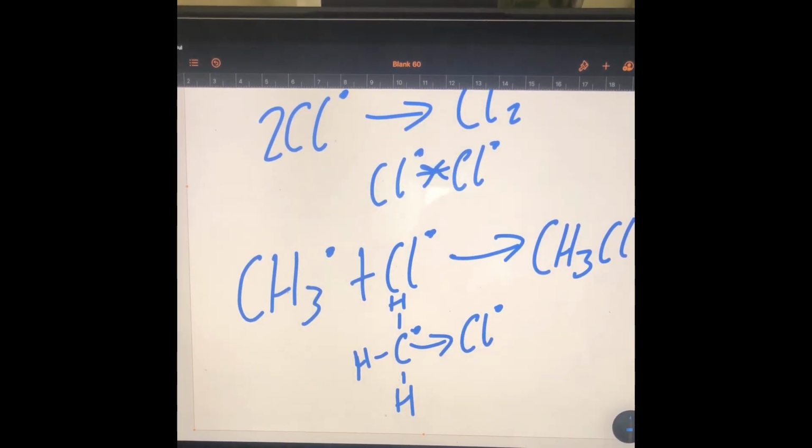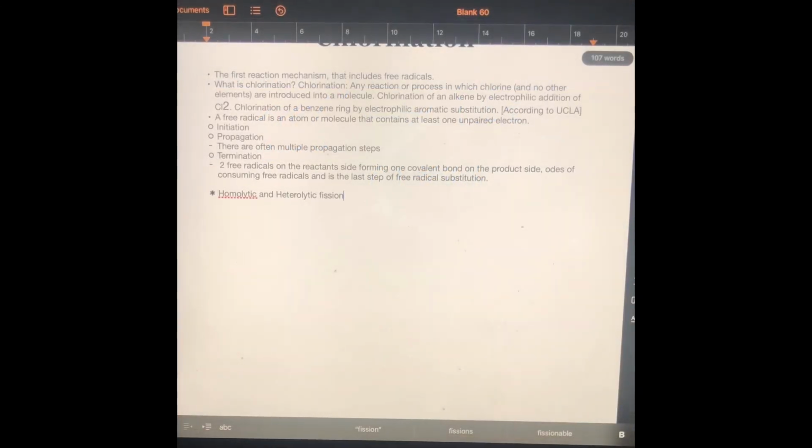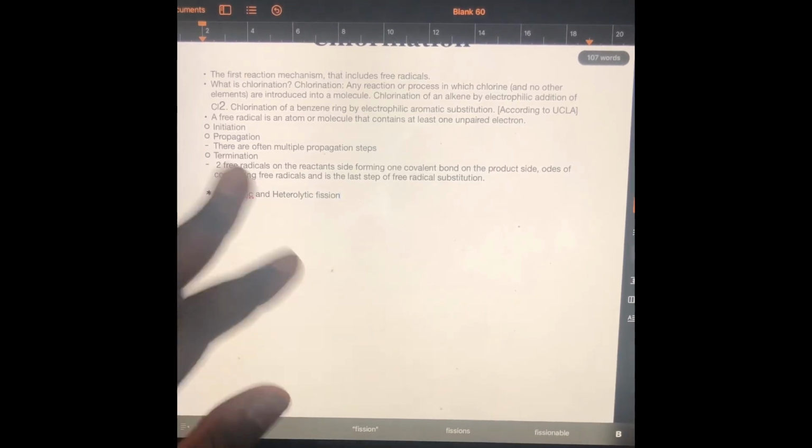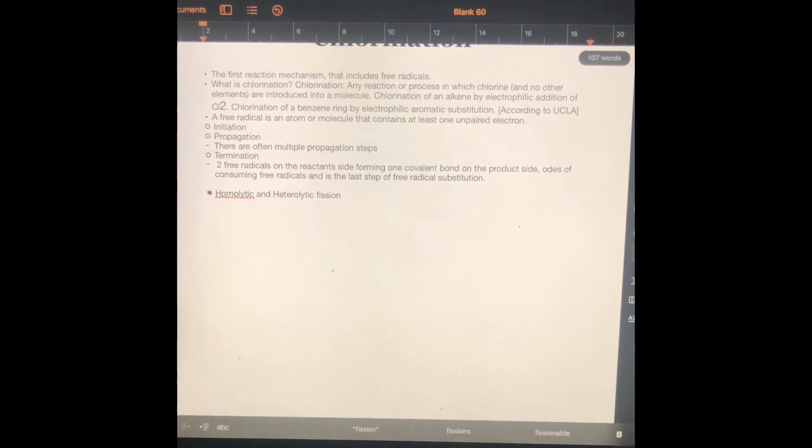Anyway, that's your termination step, and that's pretty much how the reaction goes on. There is one small part of free radical substitution that you may or may not need to know. You probably don't need to know it as much, but it's called homolytic and heterolytic fission. Essentially, I know some people have no idea what that is. It's to do with the initiation stage, when the UV light is used to separate, in this case, your chlorine. There are two ways that it could happen.